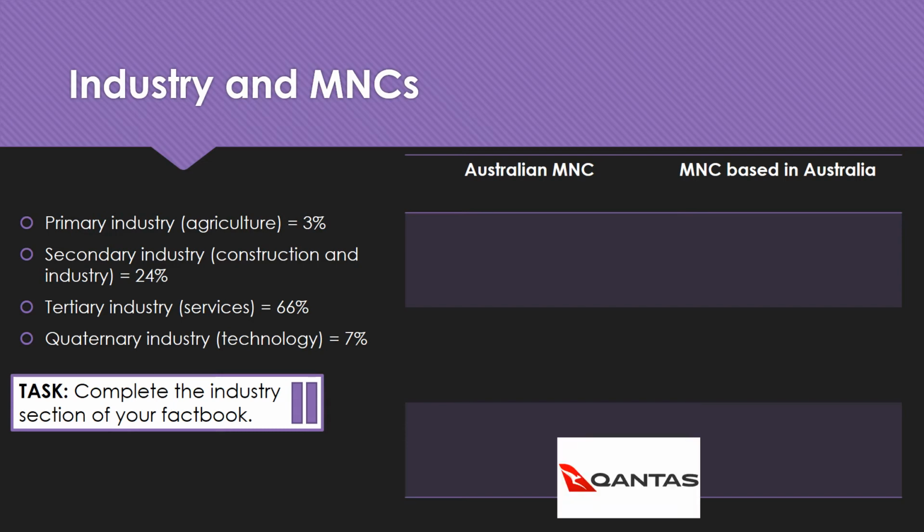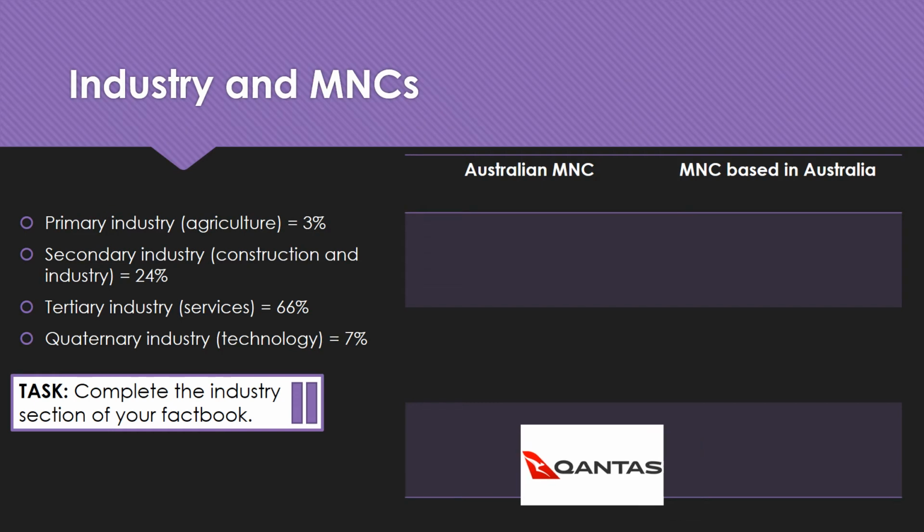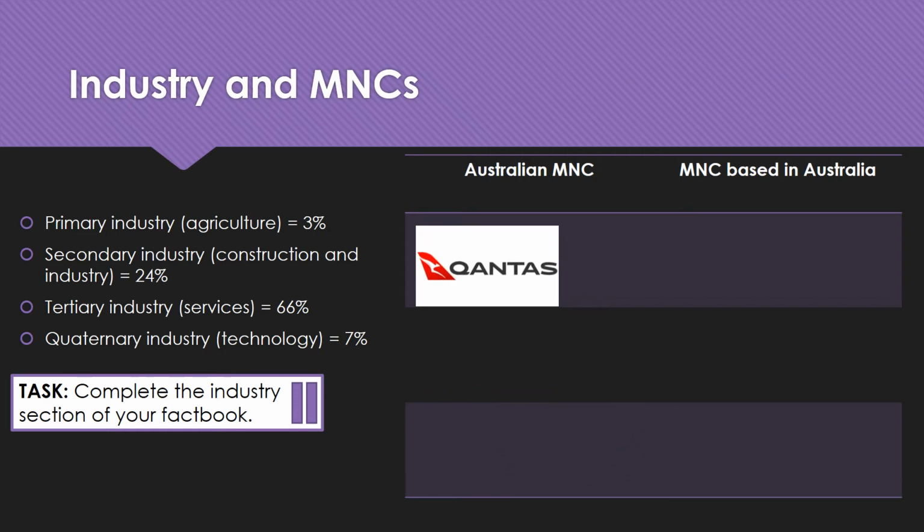So the first one is Qantas. They're a really, really huge airline company that obviously offer flights to Australia as well as other places in the world. So where do you think? Do you think they're an Australian company, or do you think they're from elsewhere but have a base in Australia? So Qantas is an Australian multinational. It's their biggest airline, I would say.